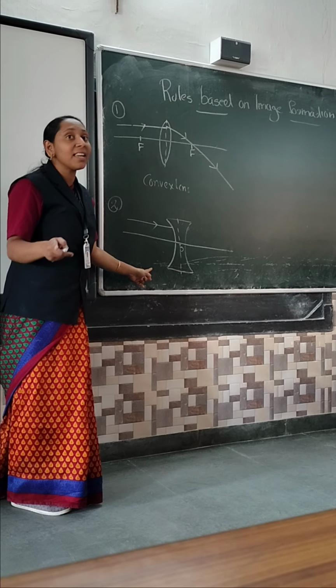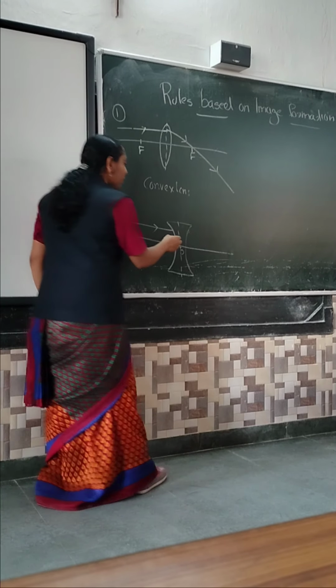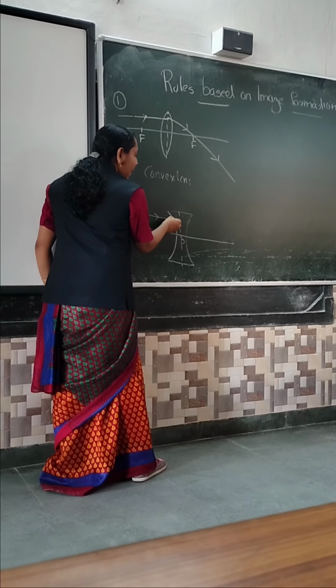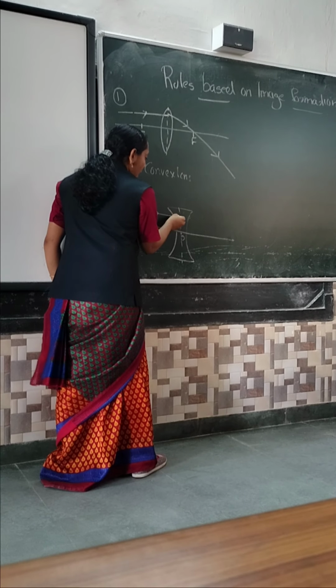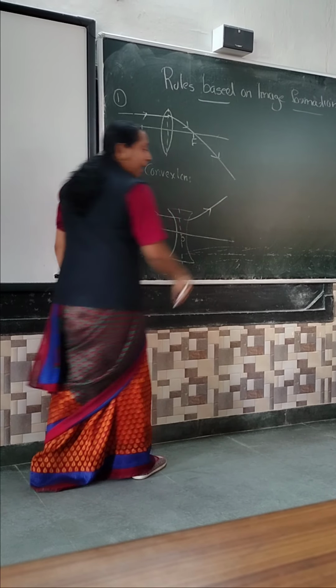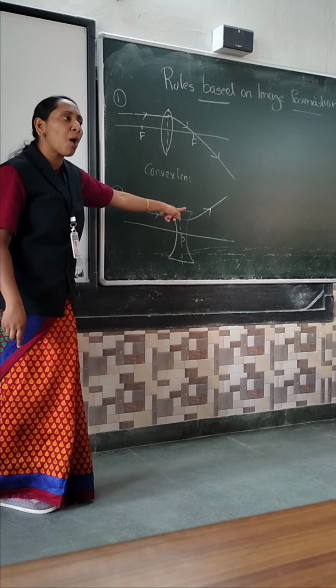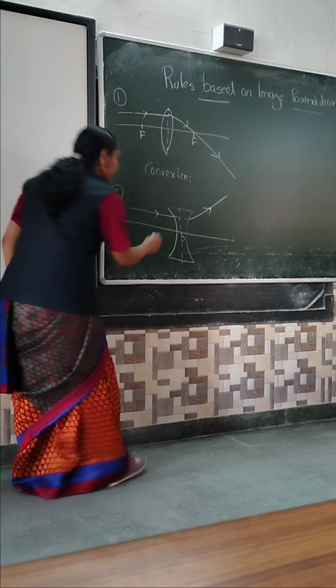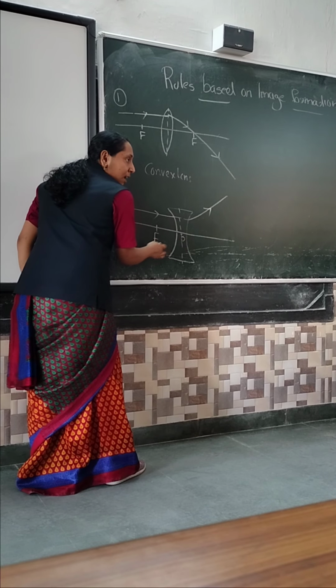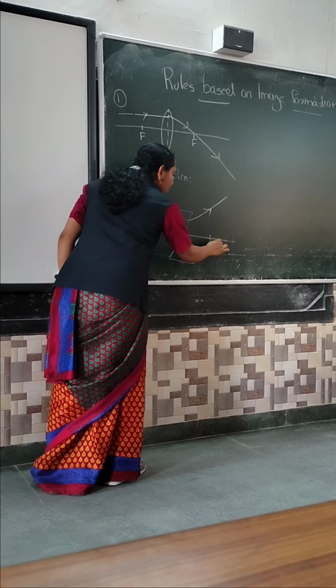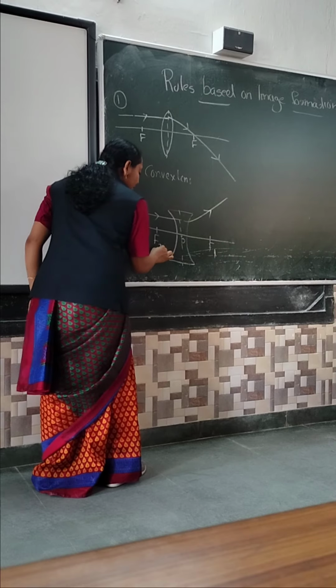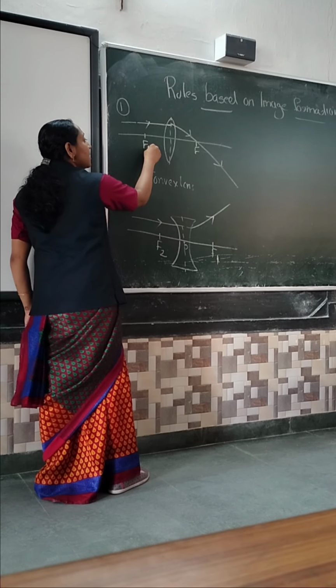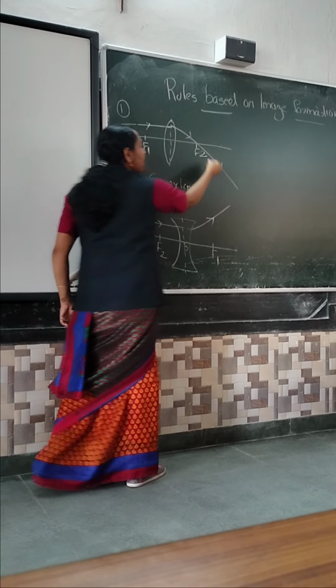What is the second one? Diverging. So how to draw the diverging ray? It will go away from the focus. It will diverge like that. Am I right? So do you have any common point? No. So we should extend this refracted ray. This is the focus of the concave lens. This is also a focus. This is the primary and this one is the secondary. In this case, this one is the primary and this one is the secondary.